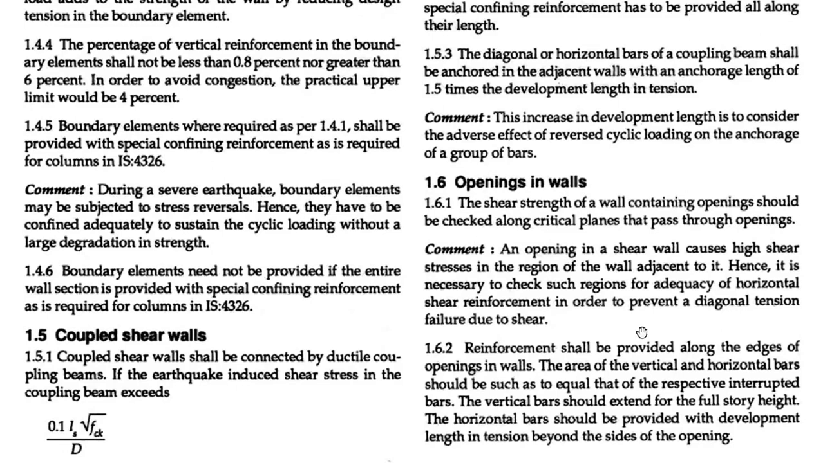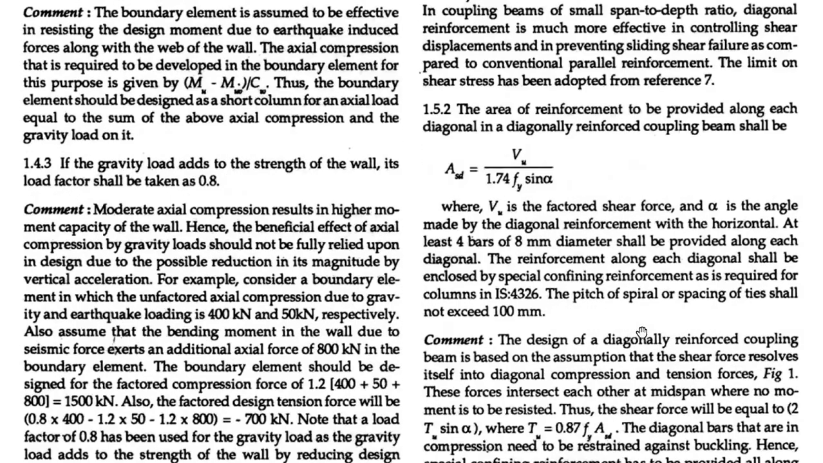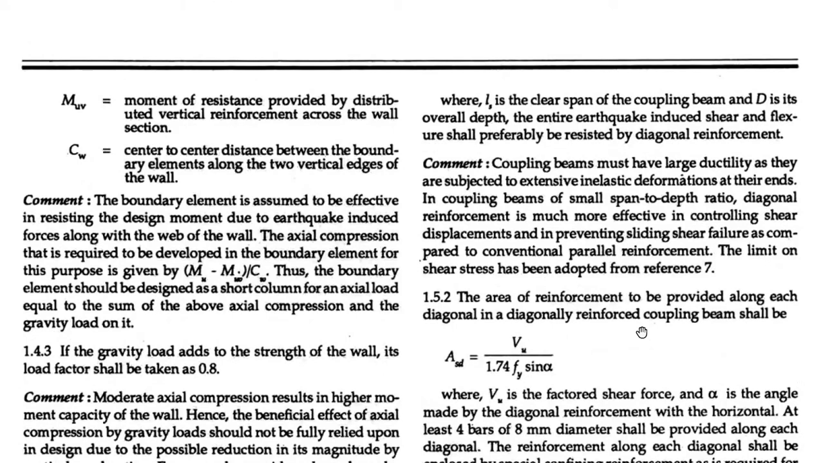And the next section is coupled shear walls. Coupled shear walls shall be connected by ductile coupling beams. If the earthquake-induced shear stress in the coupling beam exceeds 0.1 ls root Fck divided by d, where ls is the clear span of the coupling beam and d is its overall depth, the entire earthquake-induced shear and flexure shall preferably be resisted by diagonal reinforcement.